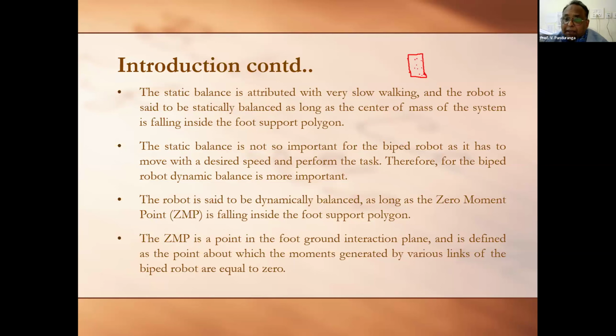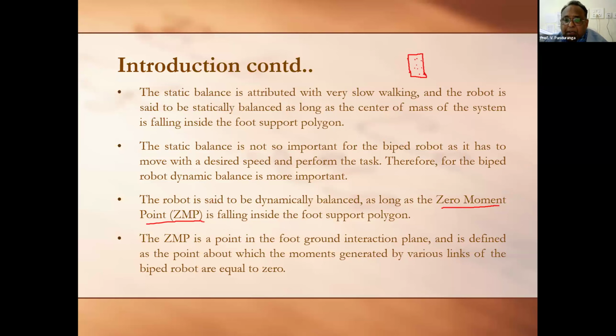So therefore, as far as biped robot walk is concerned, dynamic balance is of utmost importance. It is defined like this: a robot is said to be dynamically balanced as long as the zero moment point is falling inside the foot support polygon. Here we are going to introduce a new concept, that is the zero moment point.